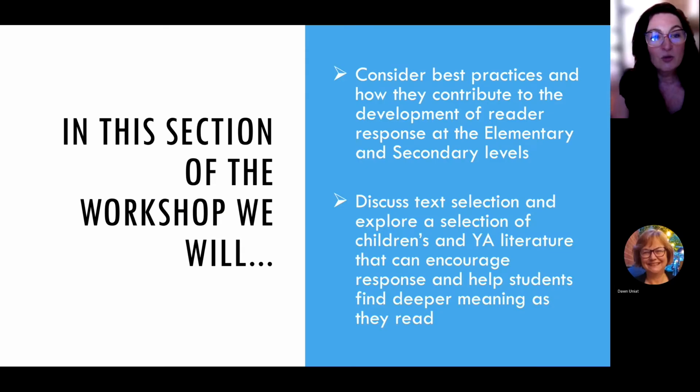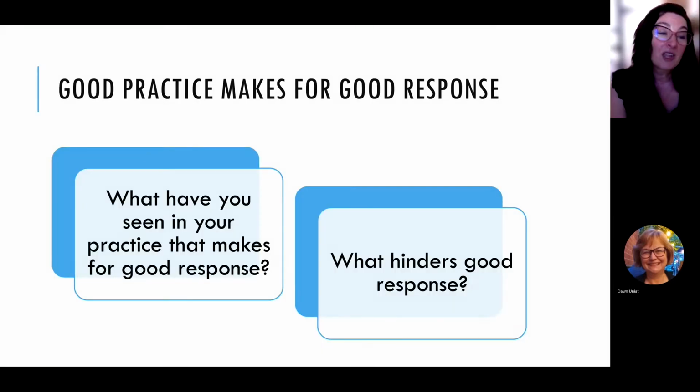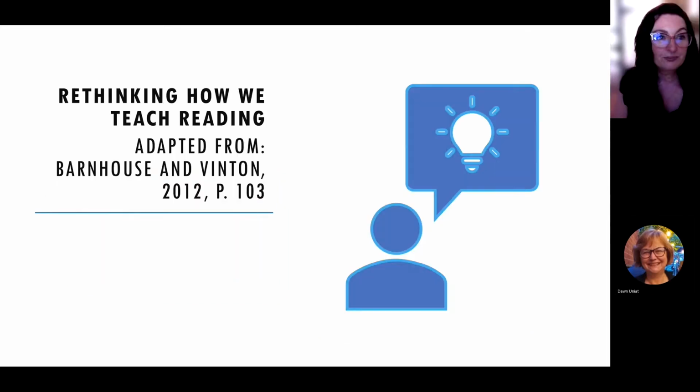So in this section of the workshop, we'll consider best practices and how they contribute to the development of reader response at the elementary and secondary levels. And we'll discuss text selections and explore a selection of children's and young adult literature that can encourage response and help students find deeper meaning as they read. Good practice makes for good response. So what have you seen in your practice that makes for good response? And what have you noticed that hinders response?